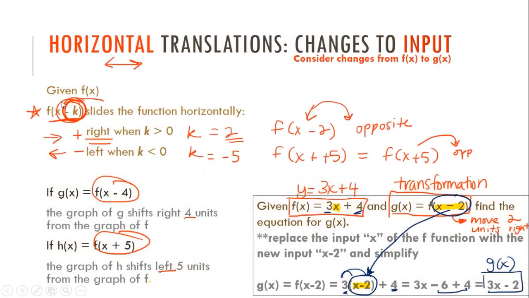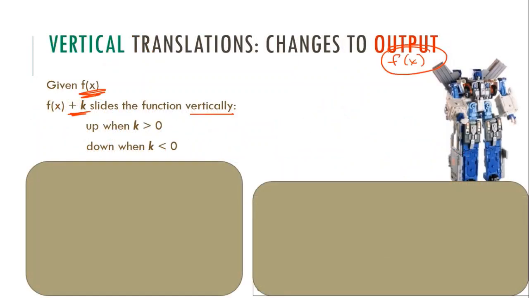As opposed to when we had a horizontal translation, that k was inside of my function. So when it's horizontal, it's inside the function. When it's vertical, it's outside the function.